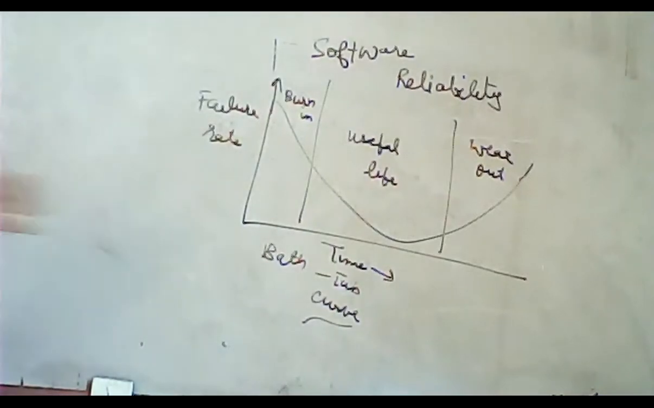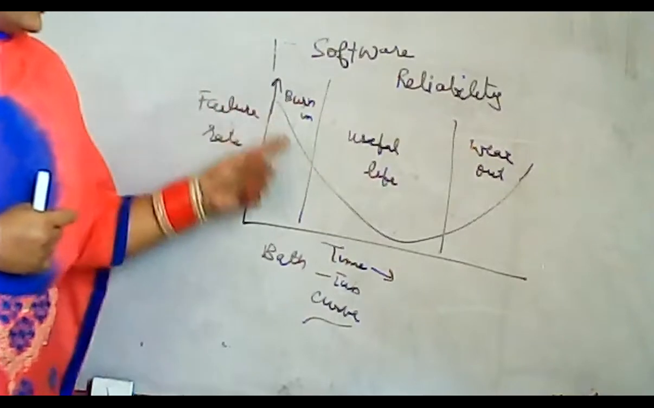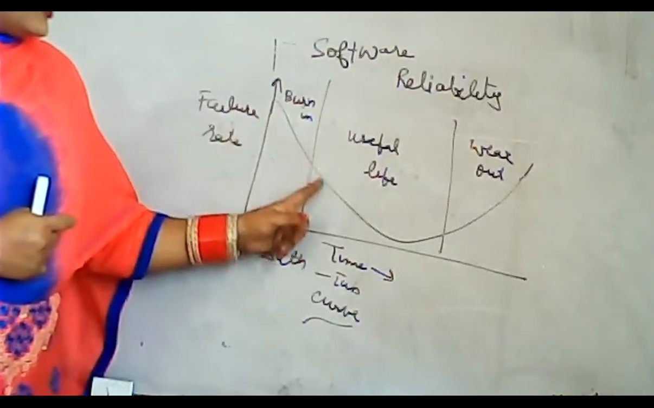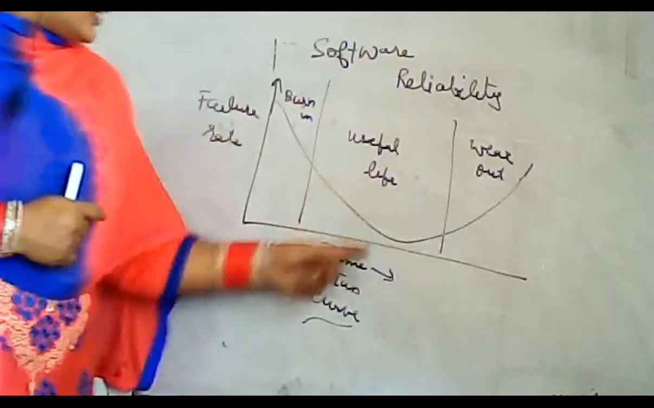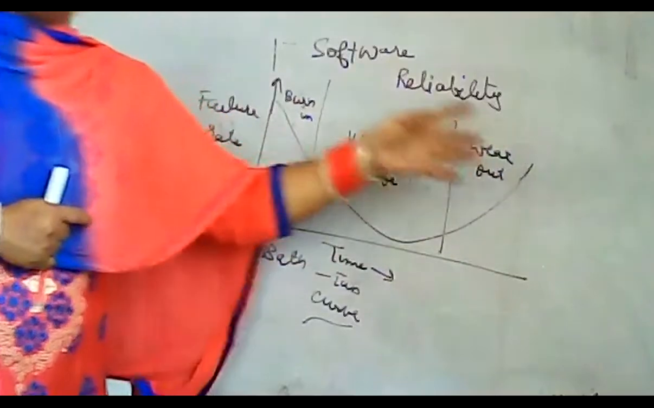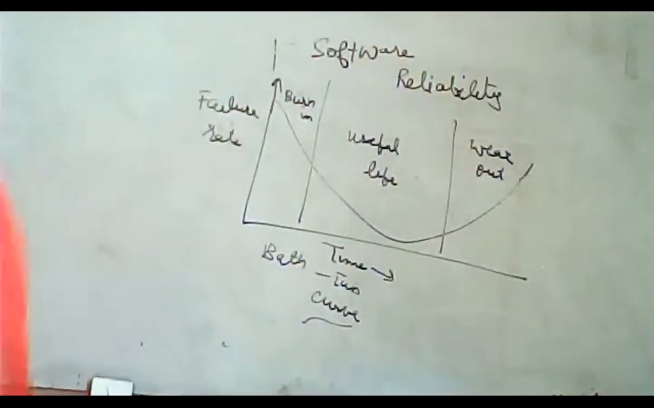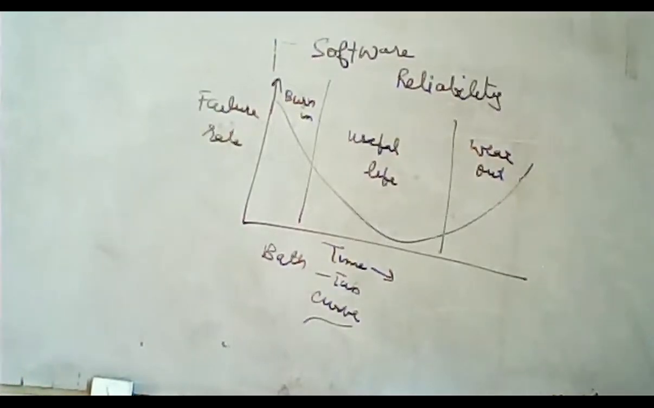So with passage of time, the failure rate decreases in the useful life, and again it rises when the hardware wears out. So that is how we can define hardware reliability.